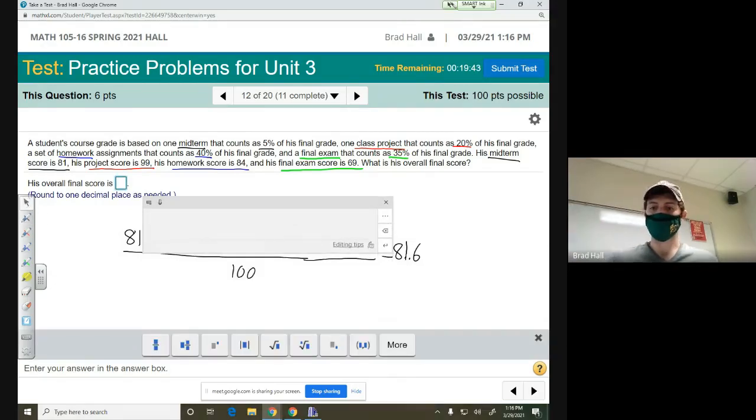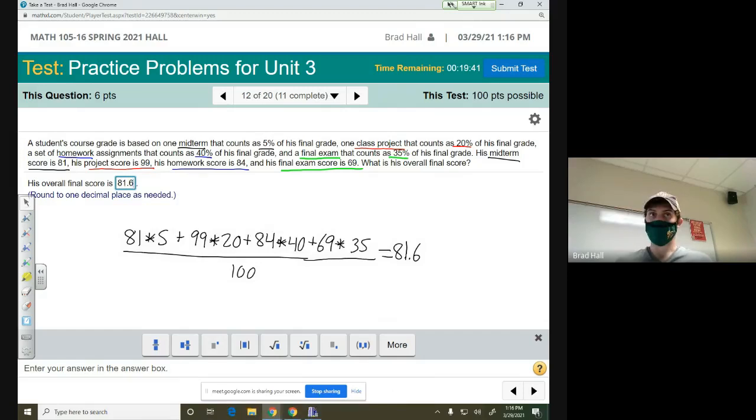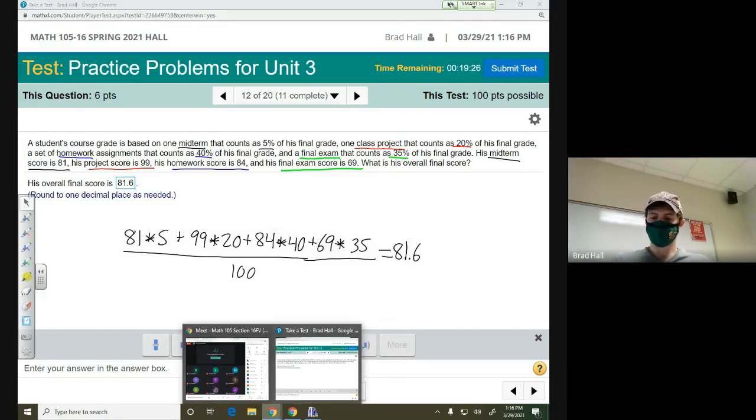And they want one decimal place. We already had one decimal place, so you don't really have to change anything. Okay. Let's keep going.